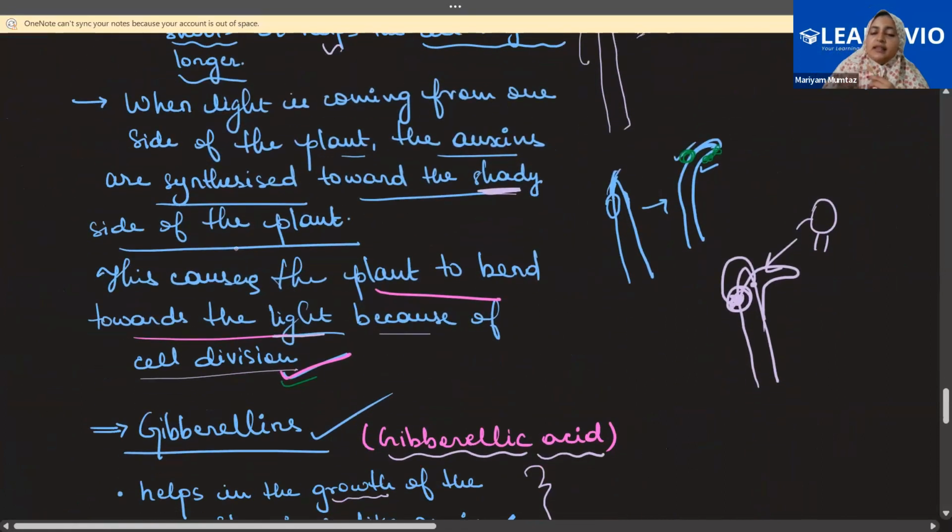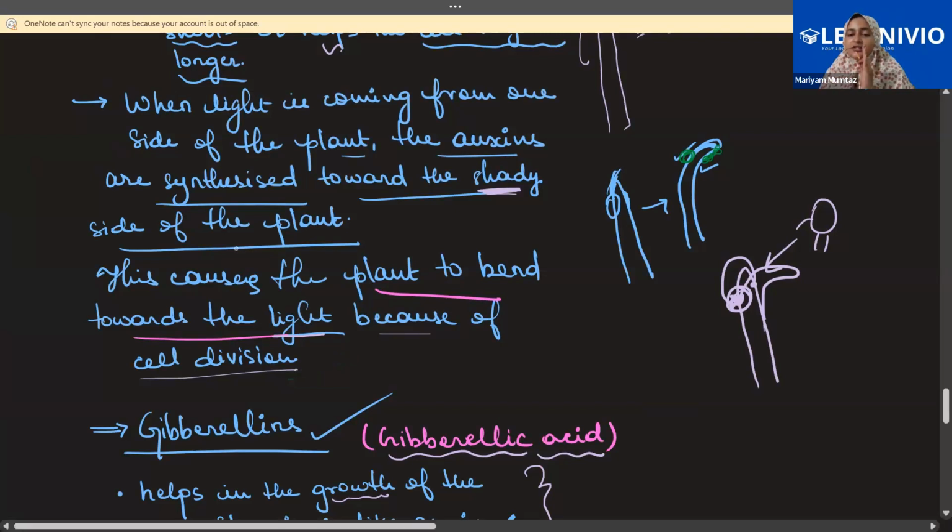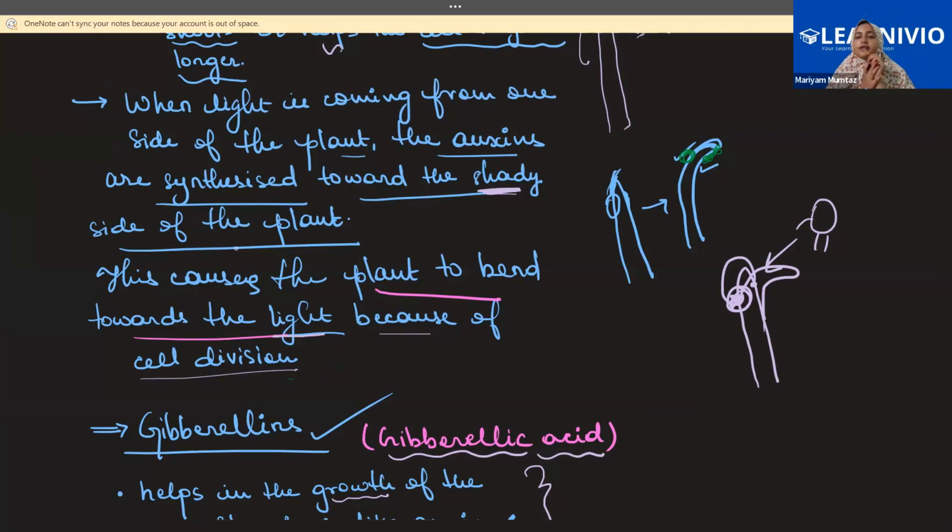Now, since they go towards the shady side, they cause the division of the cell in that area. And because of that very reason, the plant bends towards the light. This is why, because the cell division occurs in that shady part. So this is the plant, and it slowly bends towards the light. So that is auxin. And always remember that auxin is one of the most important hormones that the plant has.